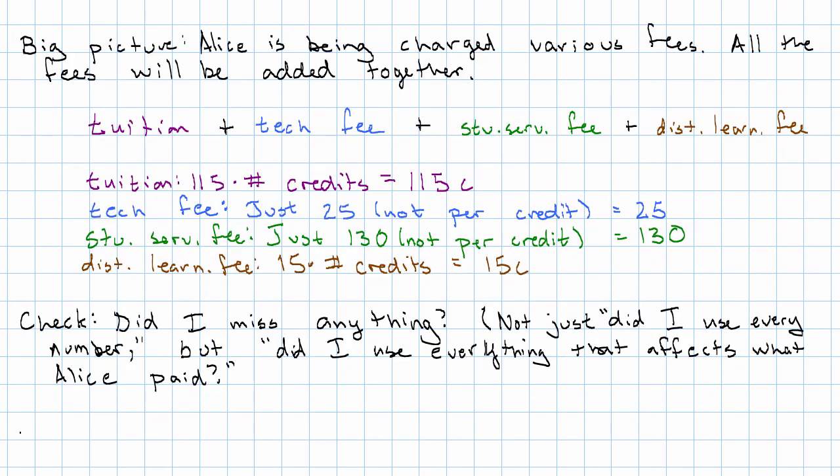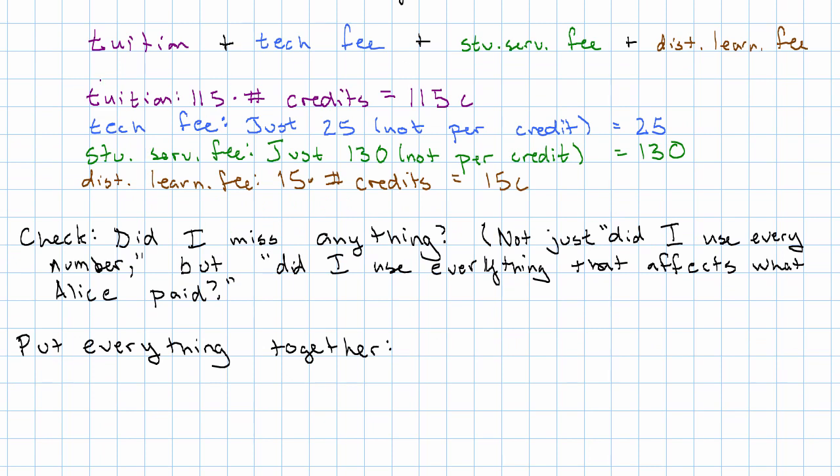Now I'm going to put everything together. So Alice paid her tuition. That was $115C. She paid her technology fee. That was $25. She paid her student services fee. That was $130. And she paid her distance learning fee. That was $15C. So now I've written a more complicated expression from a story.